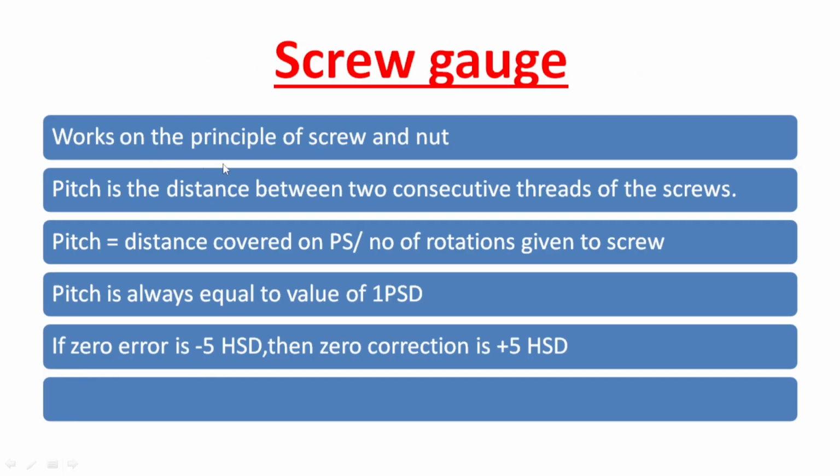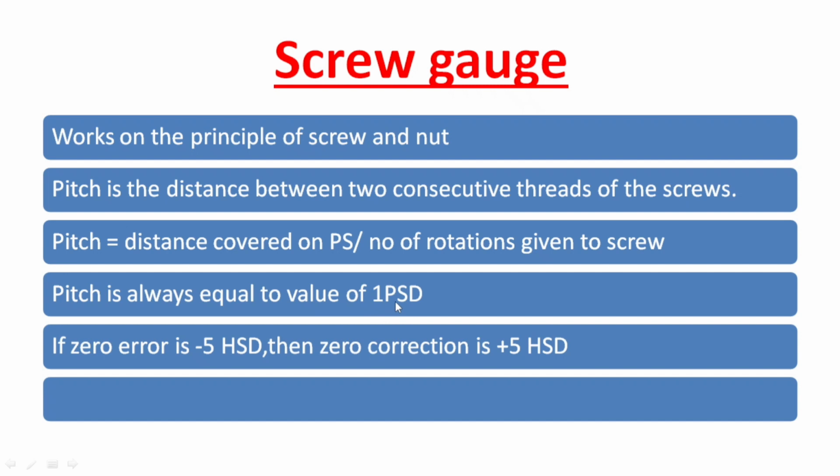Okay. So the next one is screw gauge. Screw gauge works on the principle of screw and nut. The pitch is the distance between two consecutive threads of the screw, and the pitch is the distance covered on the PS, the pitch scale, per the number of rotations given to the screw. So it is called the pitch, and the pitch is always equal to the value of 1 PSD.